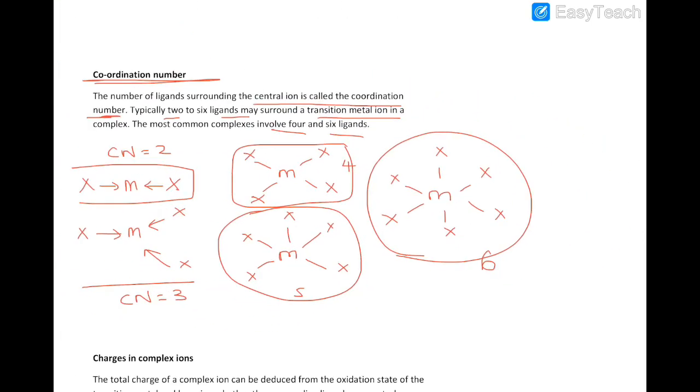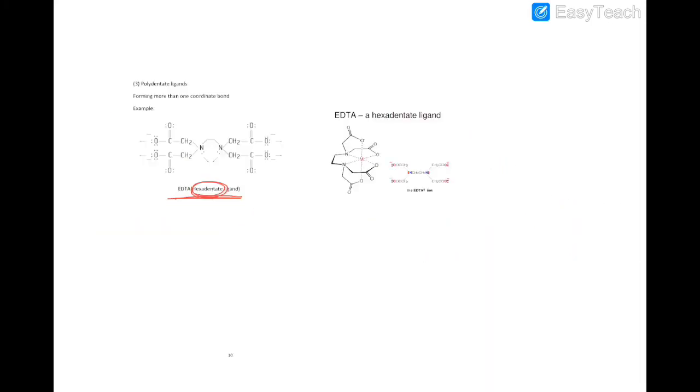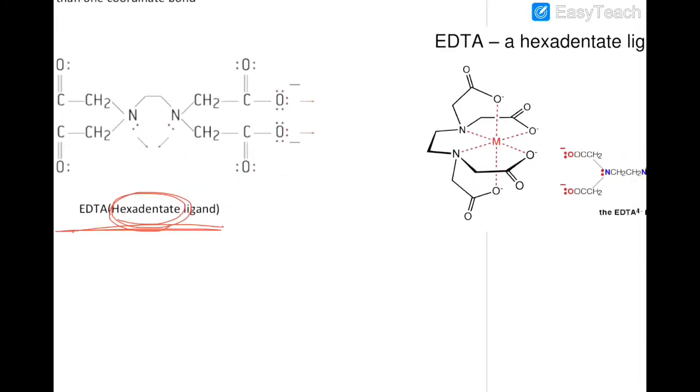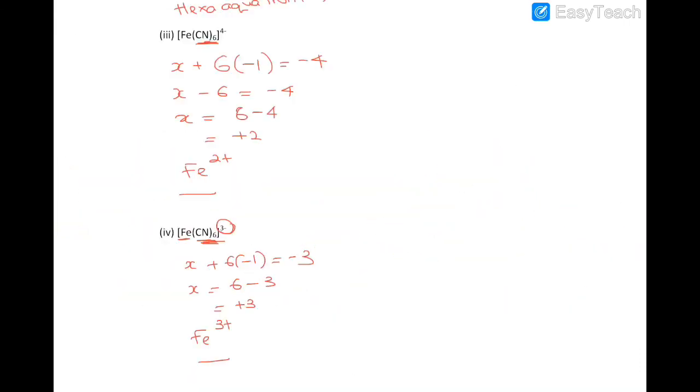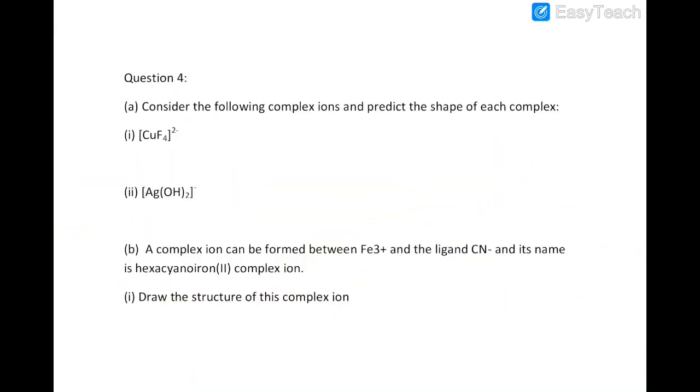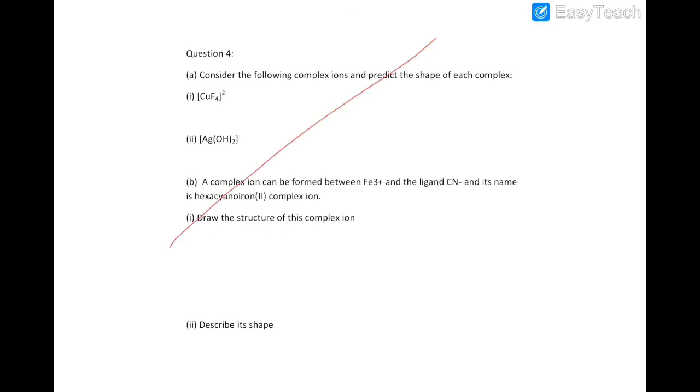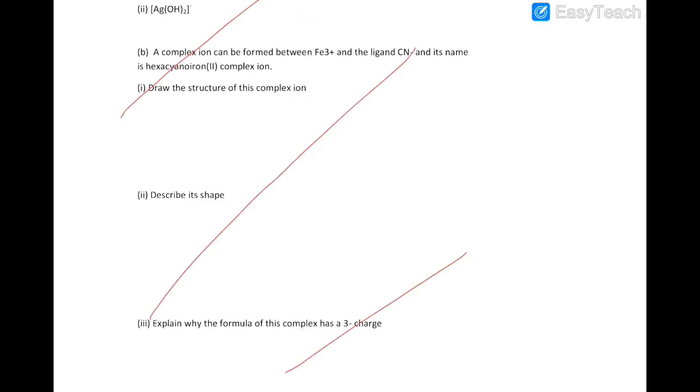Now, this is in no way related to the shape. We haven't done shape yet. So we're just looking at coordination number. How many ligands are linked to that? Now if you have the polydentate ligand, EDTA, the coordination number of one EDTA molecule is 6 already. Okay, so that would be it. You're going to ignore these questions because they're talking about shapes.